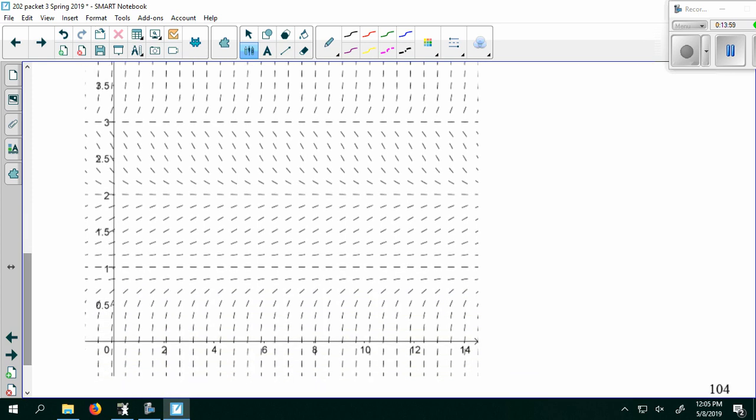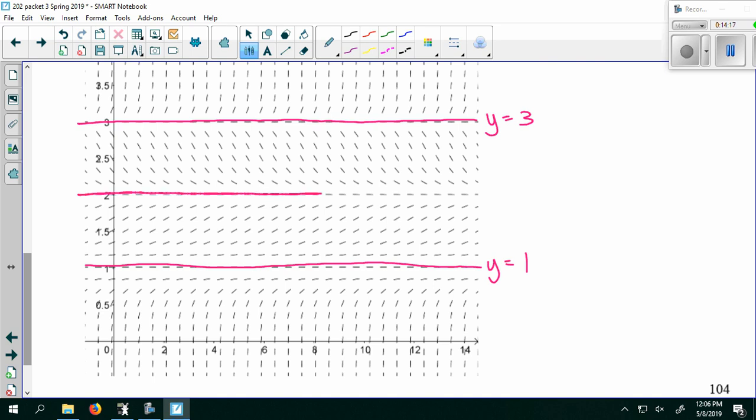Okay, so I have equilibrium solutions, it looks like here. All my tangent lines are horizontal, and that is the equation y equals 3. Here, that is the equation y equals 1. And, oh, I missed one here. That is the equation y equals 2. And so I've done the first two parts. Now I need to classify a sink, source, or node.